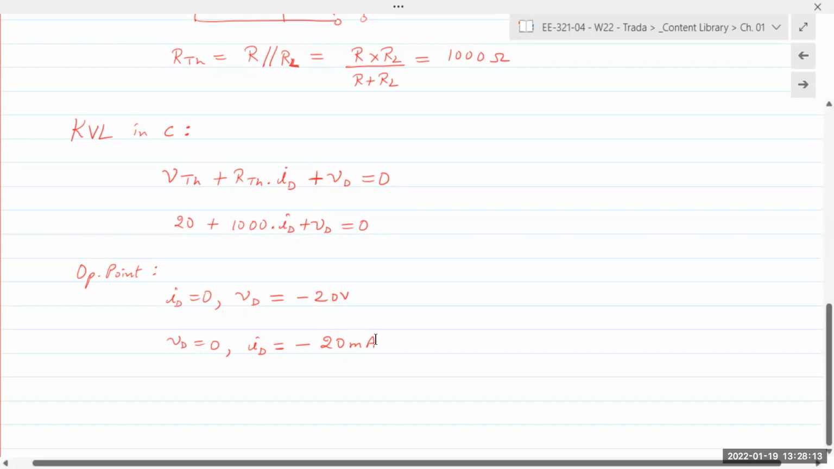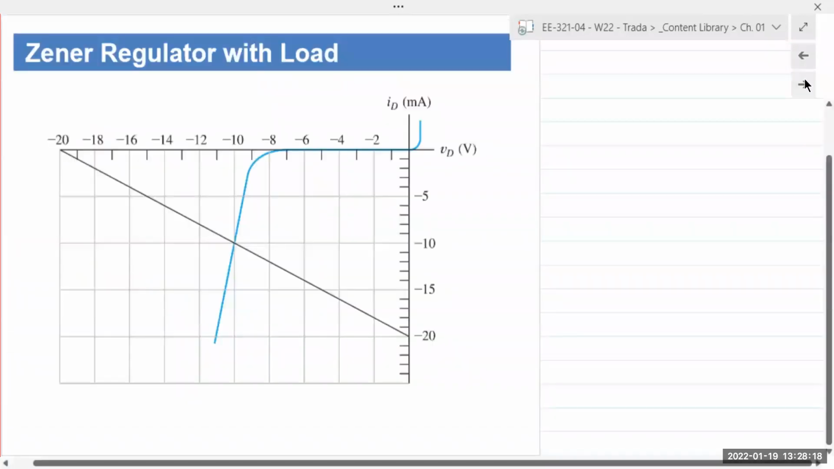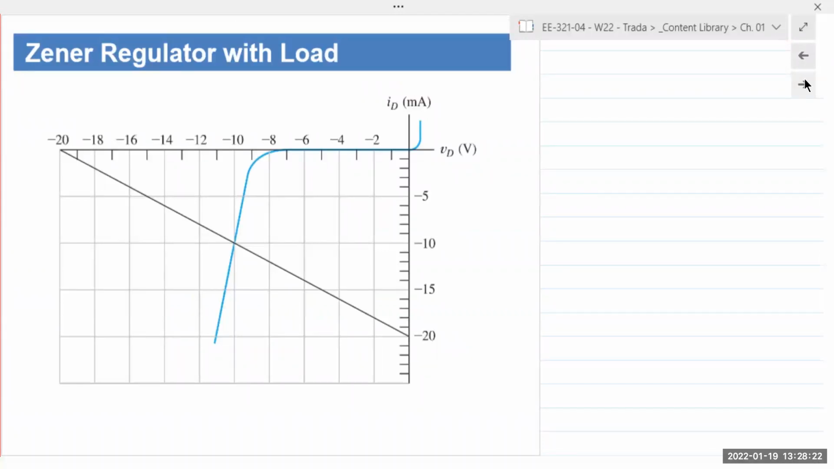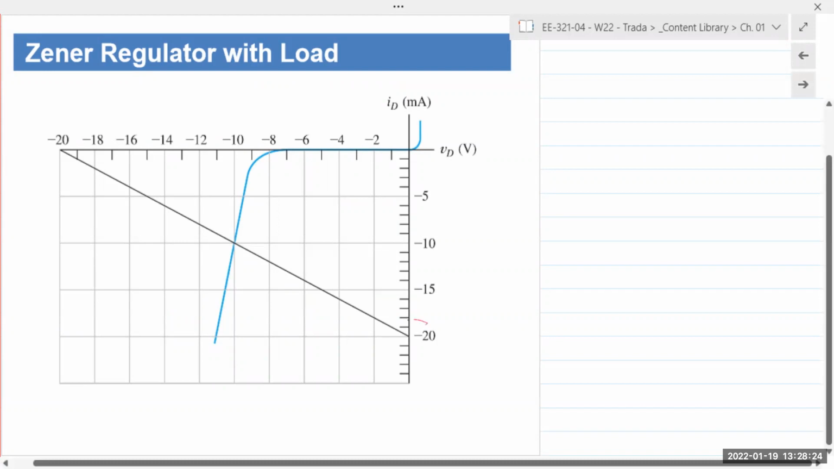Now we have our load line. Let's go to the next page. You plot, sorry. So now we have our minus 20 volts and our minus 20 milliamps. This is current I. So just so that it's clear, x-axis is voltage always, and y-axis is always current.